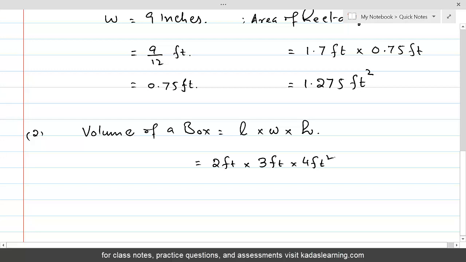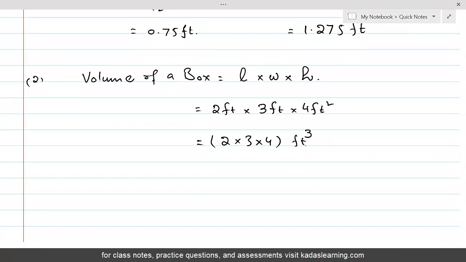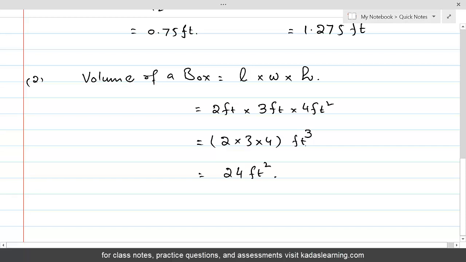This time the unit feet appeared 3 times. So this must be 2 times 3 times 4. Numbers will multiply with numbers and feet will multiply 3 times. So this will become feet cube or cubic feet. We can read it as cubic feet. So 2 times 3 is 6, 6 times 4, this is 24 cubic feet. So this is how much space that box contains.